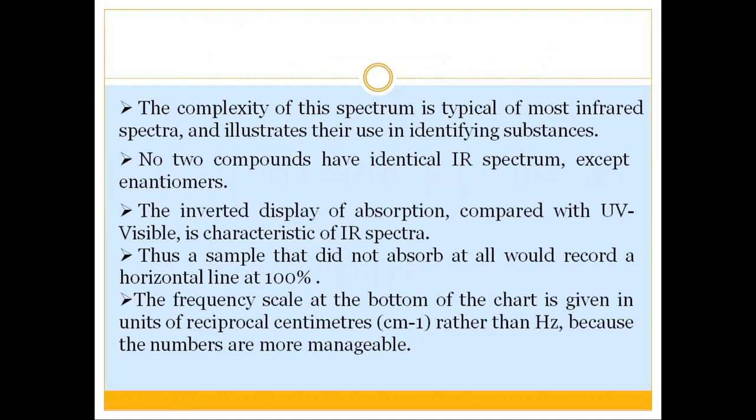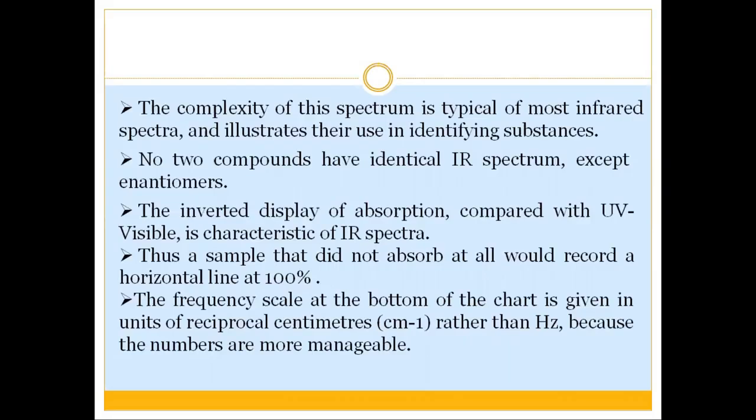The complexity of this spectrum is typical of most infrared spectra and illustrates their use in identifying substances. No two compounds have identical IR spectra except enantiomers. The inverted display of absorption compared with UV-visible is characteristic of IR spectra. I think everyone is familiar with how the IR spectrum looks, because in UV-visible you will see proper Gaussian-shaped peaks, absorbance versus wavelength. But in an IR spectrum, those peaks are inverted because here we use transmittance instead of absorbance.